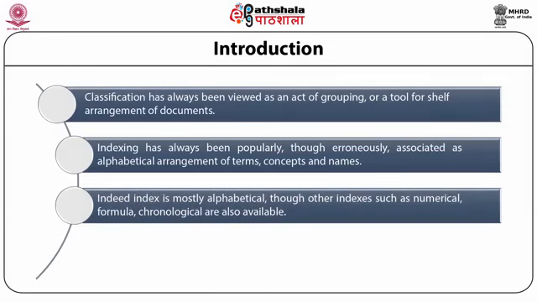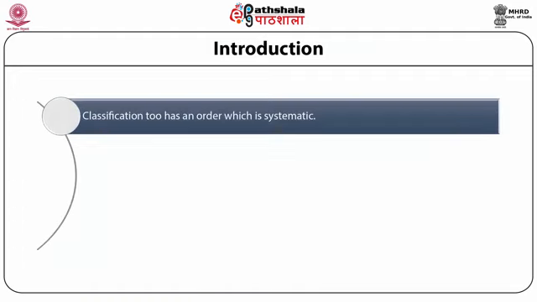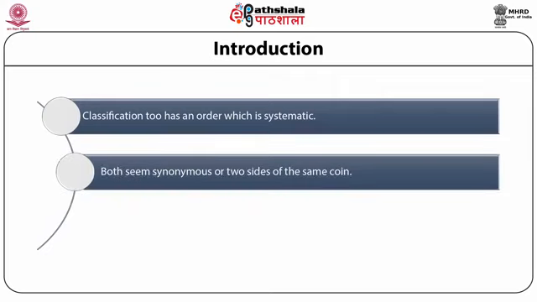Indeed, an index is mostly alphabetical, though other indexes such as numerical index, formula index, chronological index are also made and are available. If classification is a tool for organization in a systematic way, then indexing is an aid in retrieval of information. B.C. Vickery seminally defines an index as known names in known order. So this order could be any, not merely alphabetical. Classification too has an order which is systematic. Both seem synonymous or two sides of the same coin when we look at them deeply.